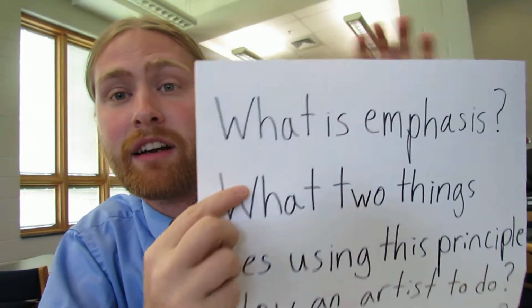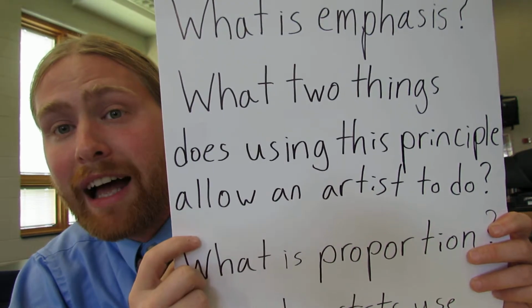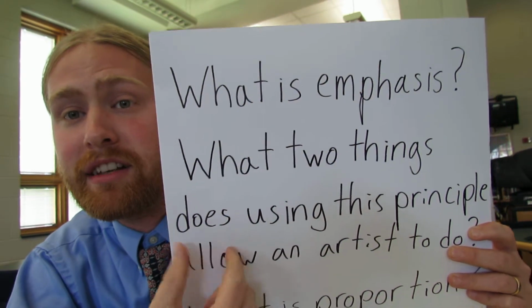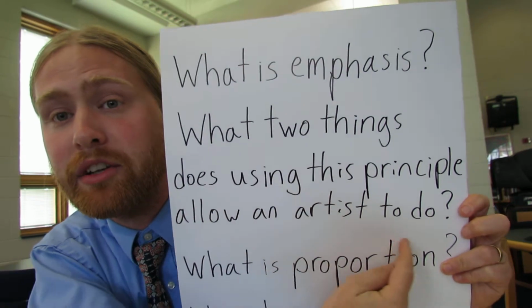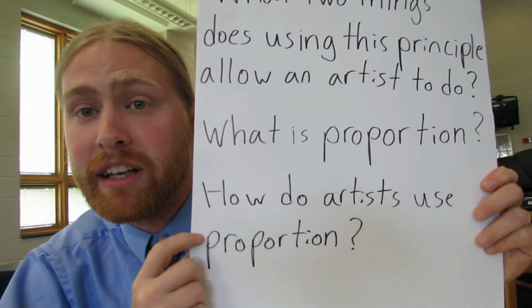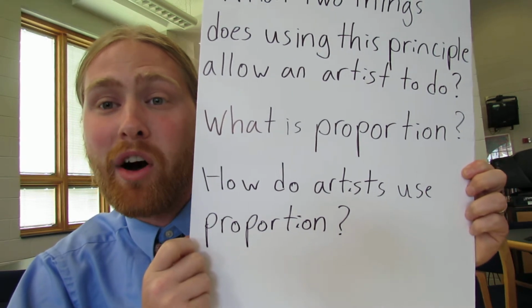Now we're going to go back to those questions. 6th and 7th graders, remember, you just number your paper 1 and 2. There's only 2 questions. The first one is, what is emphasis, the principle of emphasis? And what 2 things does using this principle allow an artist to do? And the second question, number 2, is what is proportion and how do artists use proportion? All right, 6th and 7th graders, you're done.